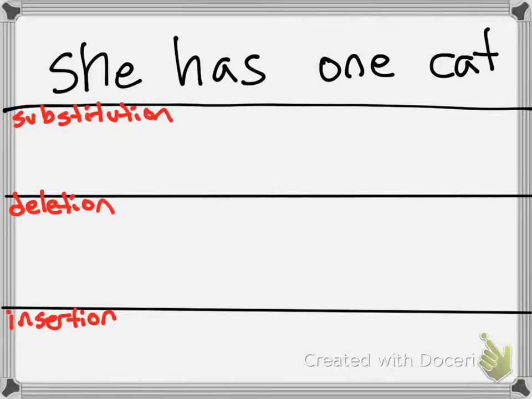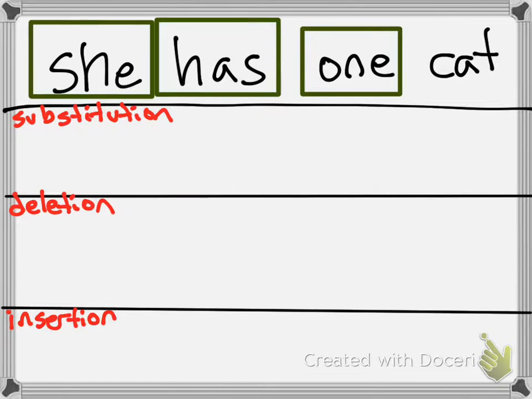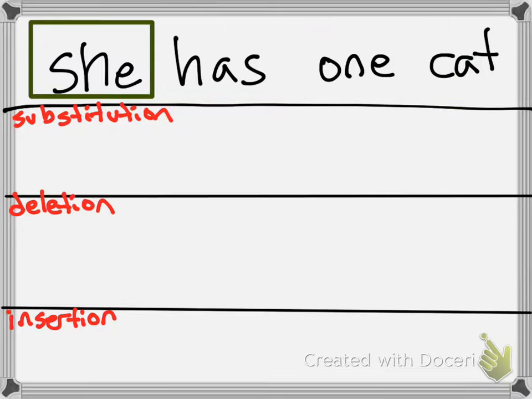When we're reading these nucleic bases, we're reading them in groups of 3, just like that video said. So here's our sentence. She has 1 cat. Each grouped in 3. And we can read it pretty well, right? But here's what happens when mutations come about.